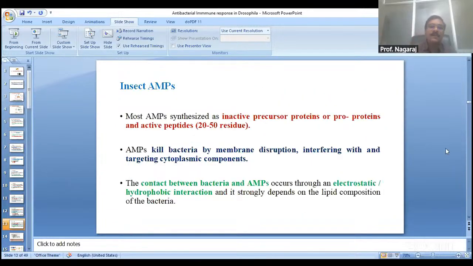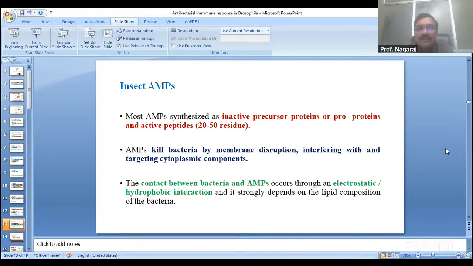Generally, insect AMPs are synthesized as inactive precursor proteins. They are very active peptides, around 15 to 20 amino acids. They kill bacteria by membrane disruption. Membrane disruption means disrupting the membrane of the pathogen, interfering with and targeting cytoplasmic components.